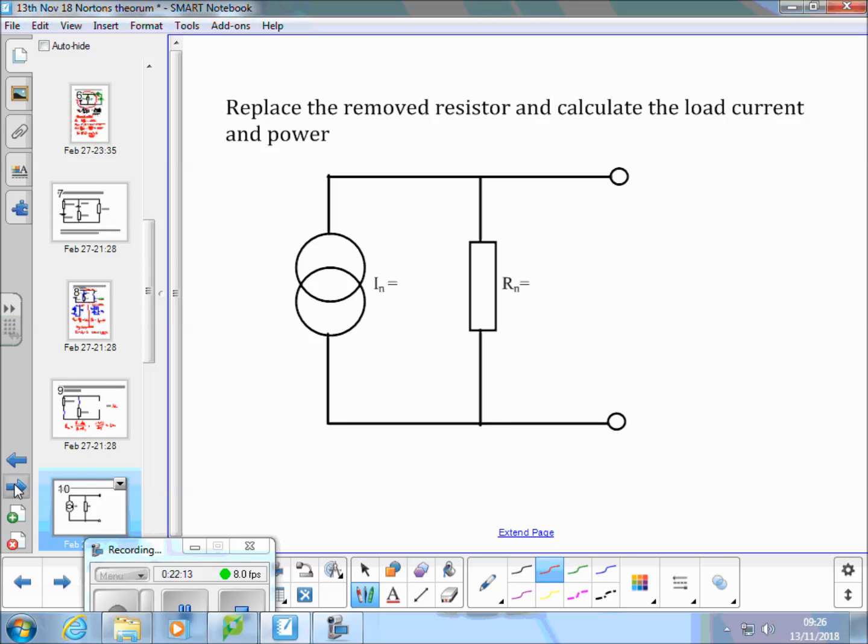So we've got one ohm in there, and IN was 0.67, and our original load resistor was 8 ohms. So we've got to put our 8 ohm resistor back in here.